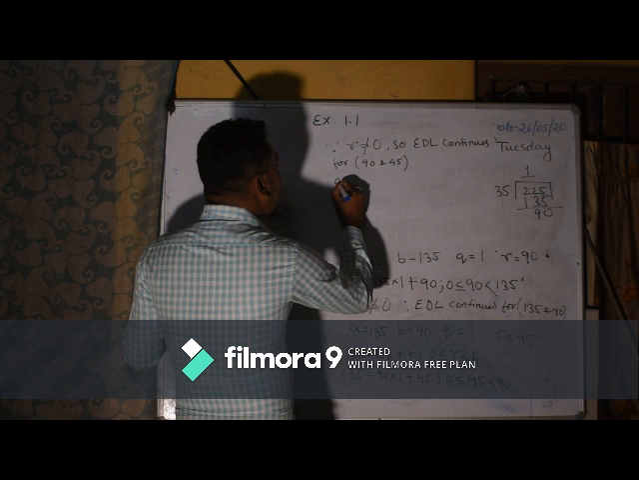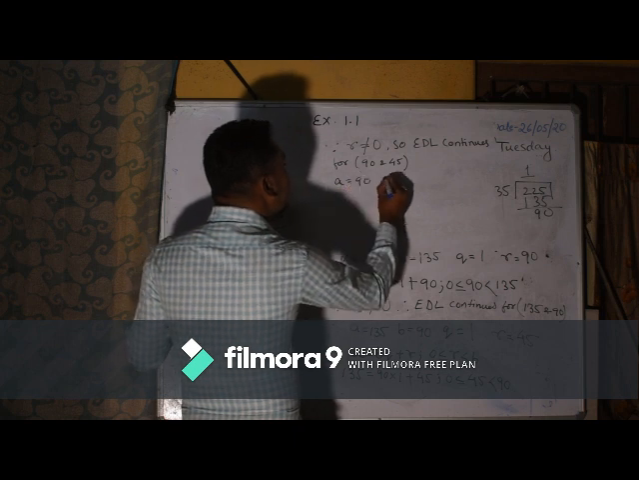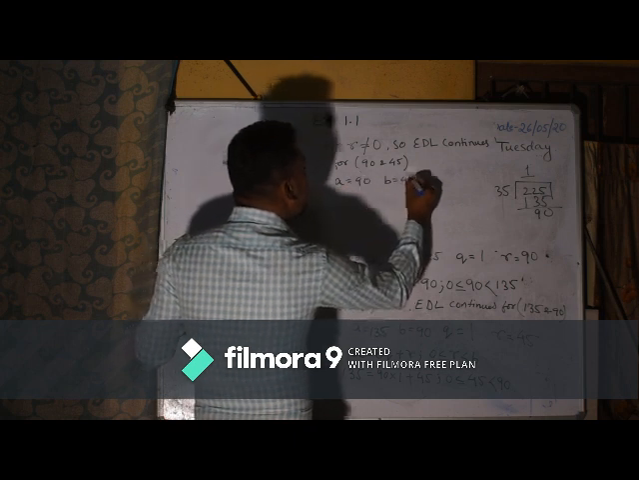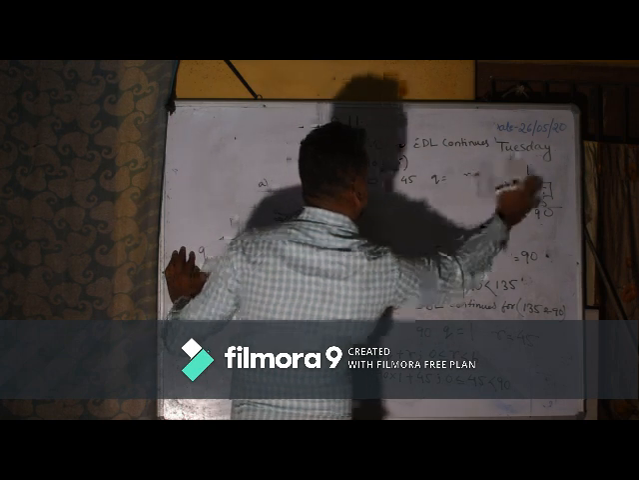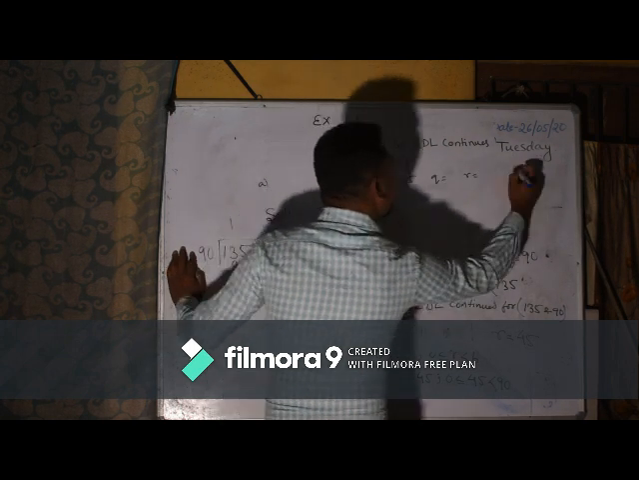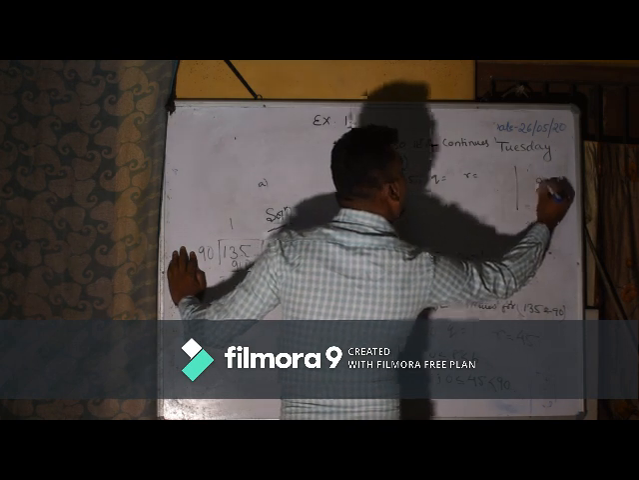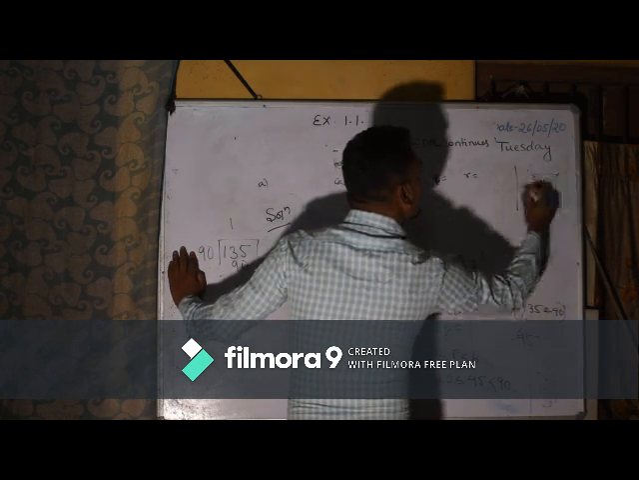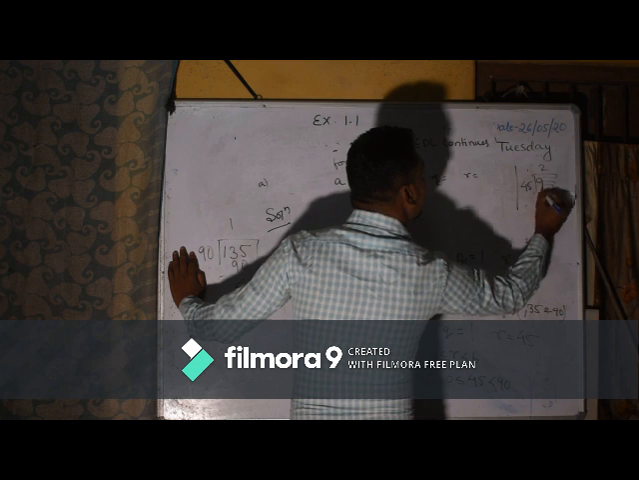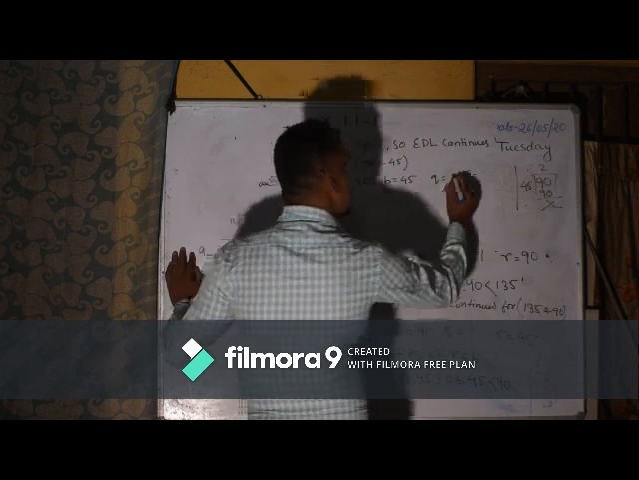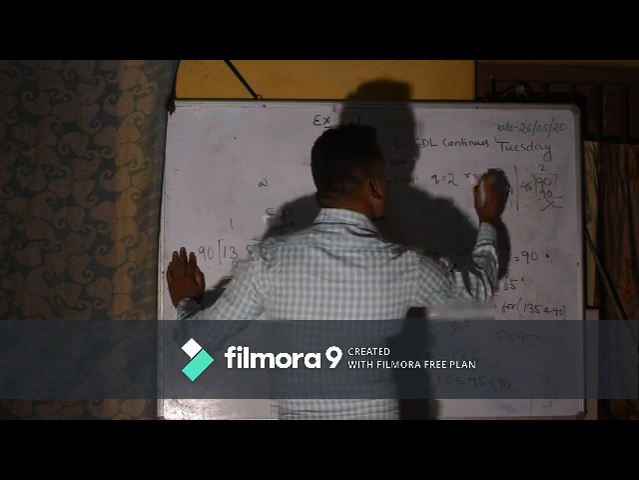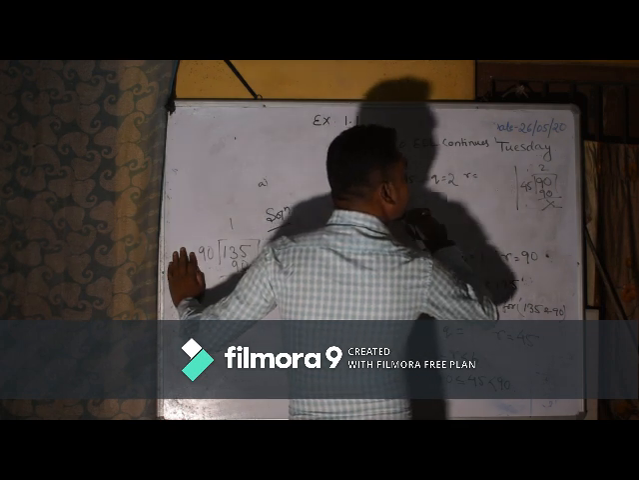So here A is equal to 90, B is equal to 45, Q we have to find and R we have to find. So for finding Q and R, we divide 90, the bigger number, by the smaller number, 45. So Q becomes 2, R becomes 0.